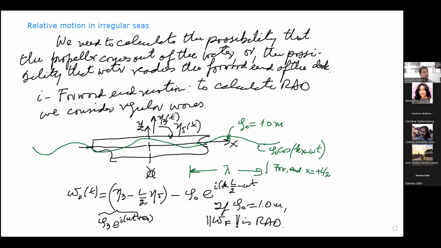Okay. So if you take zeta 0 equal to 1 meter and calculate that, and use that to calculate heave and pitch, and you also replace zeta 0 equal to 1 meter here, directly the amplitude of that is the RAO, because that's the response. In this case, the response is the relative motion between the bow, the forward end, and the wave elevation. Okay? Are we clear?